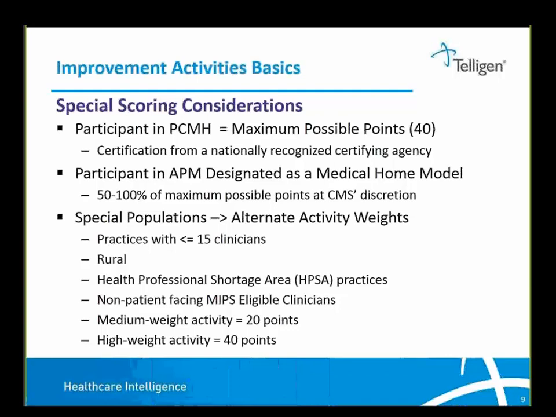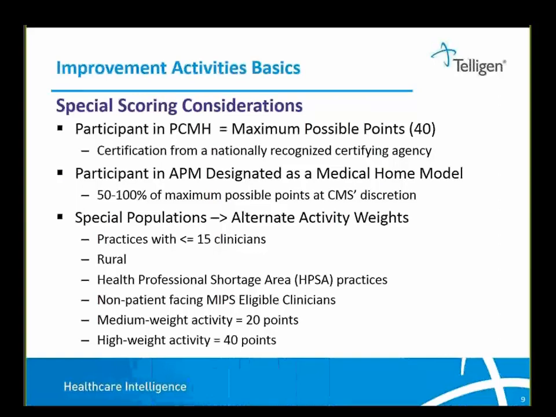Now, as I briefly mentioned a bit ago, there are some special scoring considerations. First of all, if your practice receives certification from a nationally recognized certifying agency that you are a participant in a patient-centered medical home, you will automatically receive the maximum possible points of 40. Secondly, if you are a participant in an alternative payment model which has been designated as a medical home model, CMS will decide if you receive 50 to 100% of your maximum points. You will automatically receive points based on the requirements of participating in the APM. And for all current APMs under the APM scoring standard, this assigned score will be full credit. For all future APMs under the APM scoring standard, the assigned score will be at least half credit. And I'll talk more in detail about this in the next couple of slides.